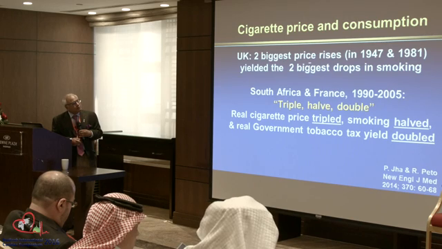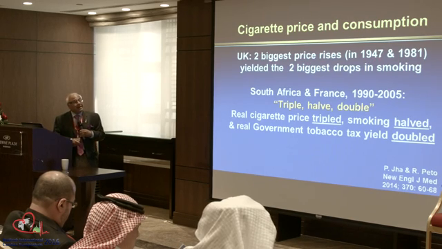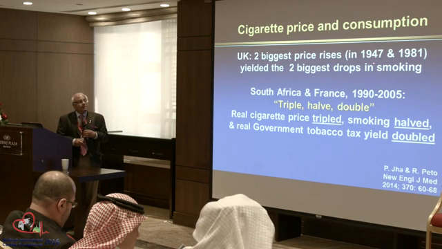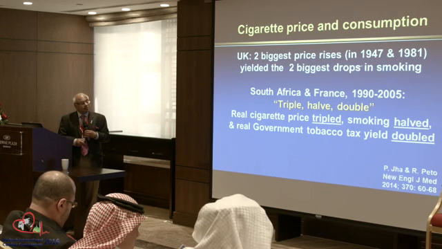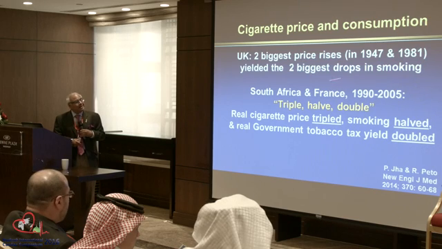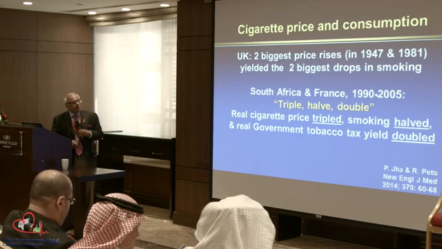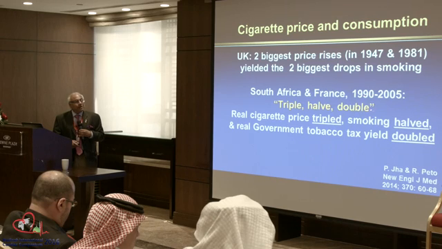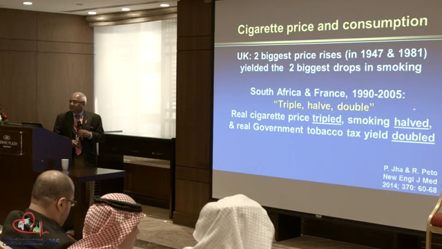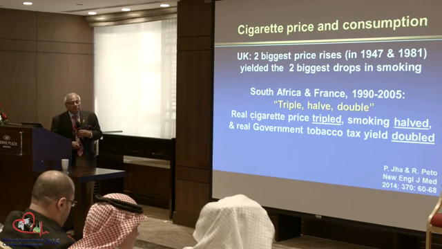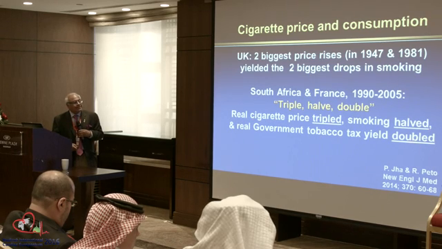So there were 2 big price rises in the UK, one as long ago as 1947, 63 years back, another one in 1981, and immediately there was a drop in tobacco. And in South Africa and France, the same thing has happened. If you triple the price of tobacco, you halve its use, but you double the amount of money that the government gets. Okay? And so this is the real cigarette price, triple, smoking halved, and the tax yield to the government is doubled.